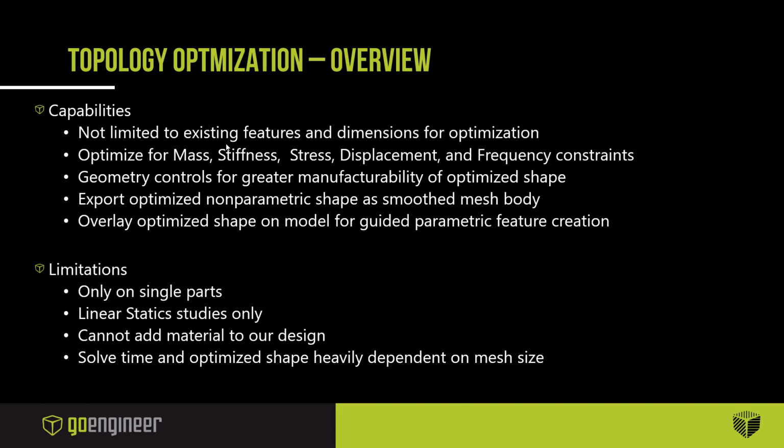It can only take. It does not give. And finally, this is something that sets it uniquely apart from parametric optimization. The solve time and the resulting optimized shape, or the resolution of it, is typically dependent on your mesh size, not necessarily any input studies. A topology optimization study stands on its own. It doesn't require any input studies like a parametric optimization does.